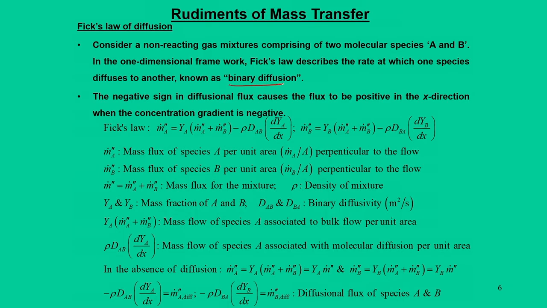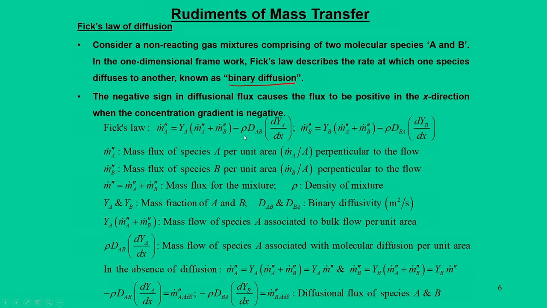In fact, there can be multiple species. If there are three species A, B, C, then species A can diffuse in species B at a certain rate, and species A can diffuse in species C at a certain rate. The diffusion coefficient normally decides at what rate one species will diffuse into another, and we define this as binary diffusion. Now, through this diffusion process, how much mass is going to get diffused into the other?